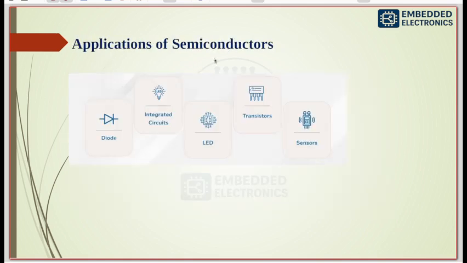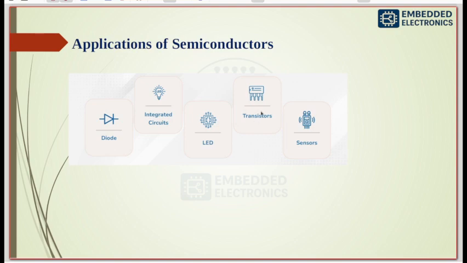And next is the application of semiconductors. Semiconductors are used in diodes, LEDs, ICs, transistors and sensors. So here one mistake is there. This is nothing but LED and this is nothing but the IC, integrated circuit. So these diodes are used for rectification and power supply, and this LED is used in display lights, indicators, bulbs, and ICs are used in mobiles, computers, TV, calculator, and more.